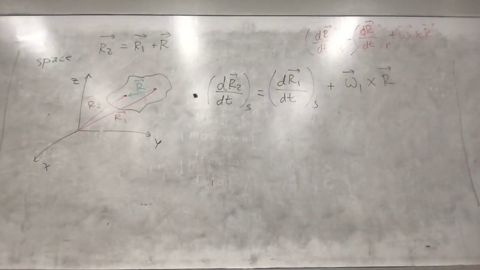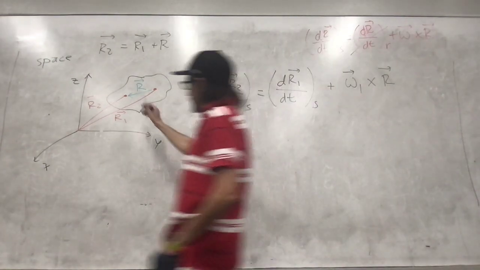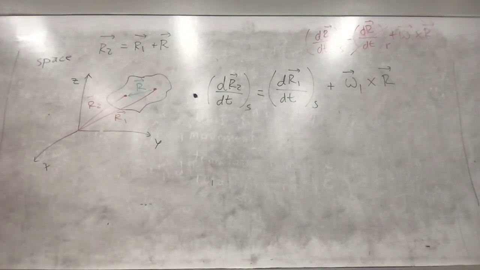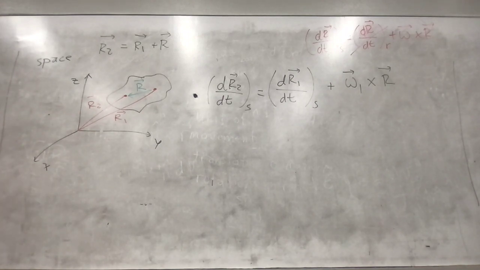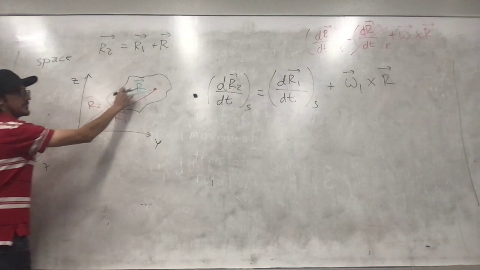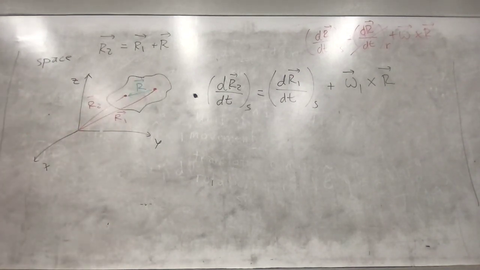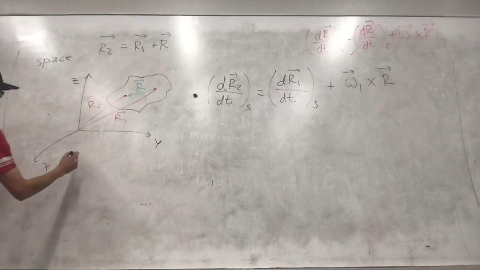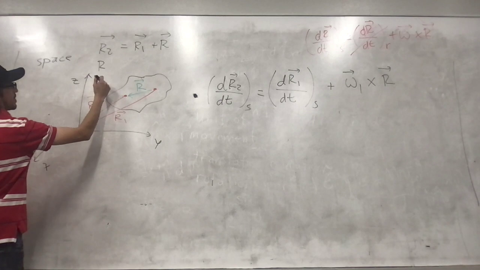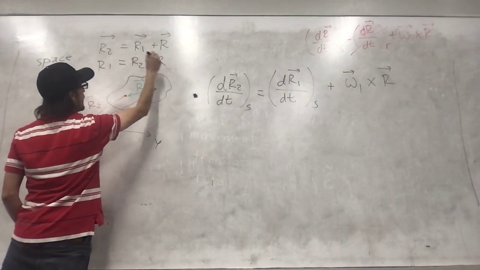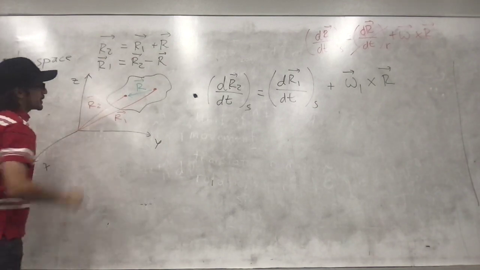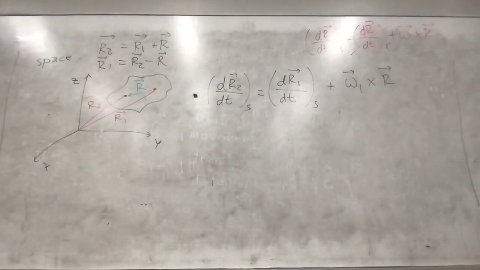So that was equivalent to describing R2, or actually the point over here, where R2 ends. We're describing this point in terms of the R1 coordinates. But we can do it the other way around. We can say this is the origin, and this is the point that we're trying to describe. So in that case, R1 is R2 minus R, and we do everything the same.